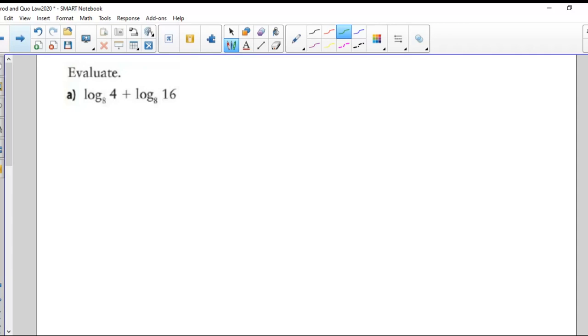but I actually want you to think. So if I said to you, and I know there's no way for me to monitor that when you're not in front of me, but if I said to you, solve this without a calculator, what would you do? Well, let's just use that same thing that we just learned, that the product law says that this is the same thing as the log base 8 of 16 times 4.